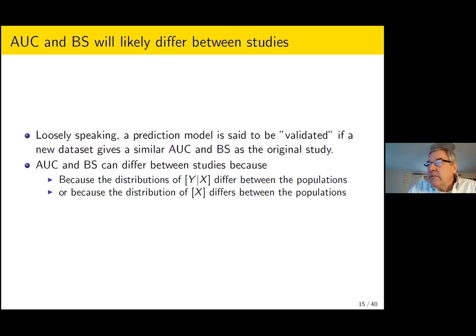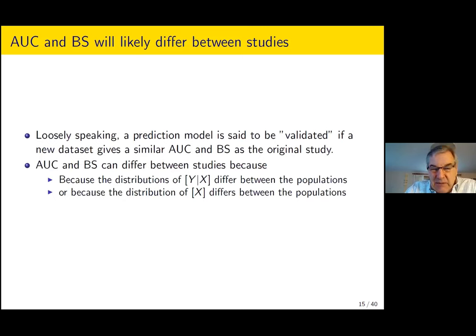I know some of you have been involved in prediction model work. So what does it mean for a model to be validated? Someone in Paris builds this model, and when you have data in Bordeaux you say, I want to try it on my data and I want to validate their model. What does that mean exactly? Loosely, it means they claim it's good, is it still good on our data? But what does it mean precisely?